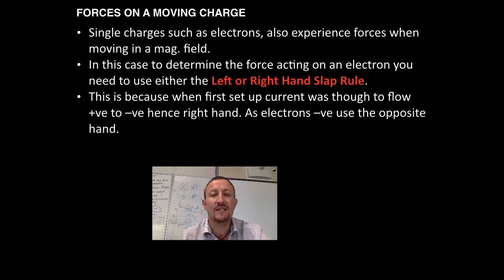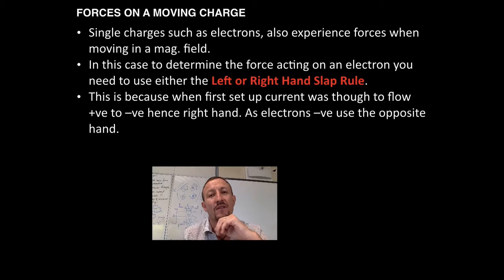Now the key thing to understand is that if we've got a moving charge which is flowing through a magnetic field, we stated right at the beginning of this unit that if a charge moves it also generates a magnetic field. So a single charge moving through a magnetic field will have two fields interacting. We've got the stationary magnetic field and then we've got the magnetic field which is generated by that moving charge. As a result, a force will be generated due to this interaction.